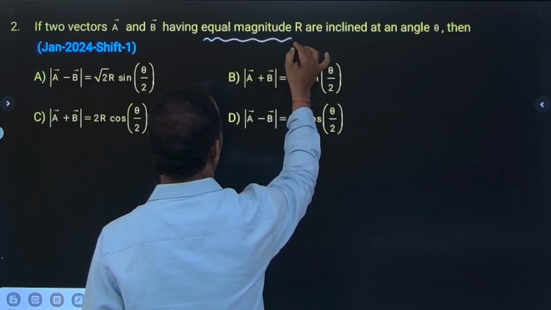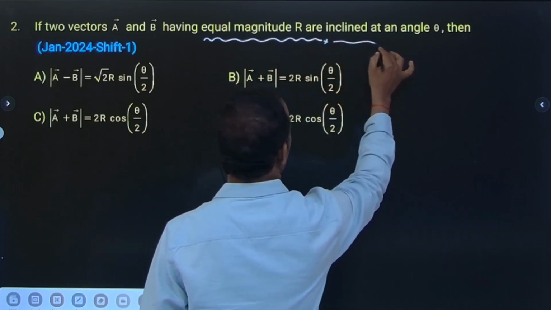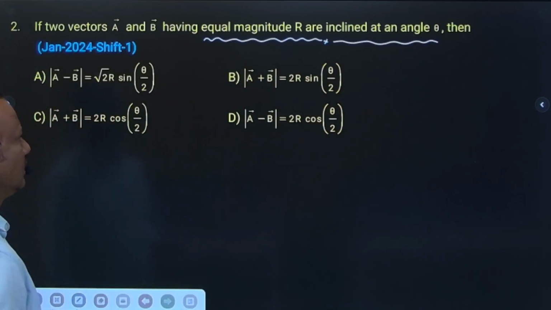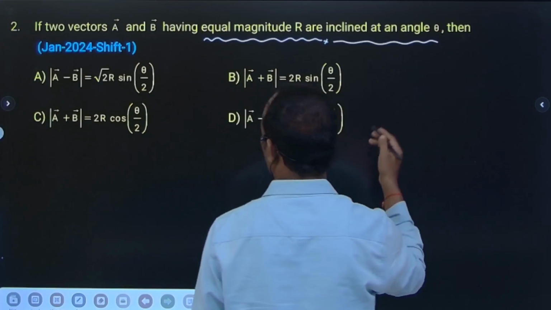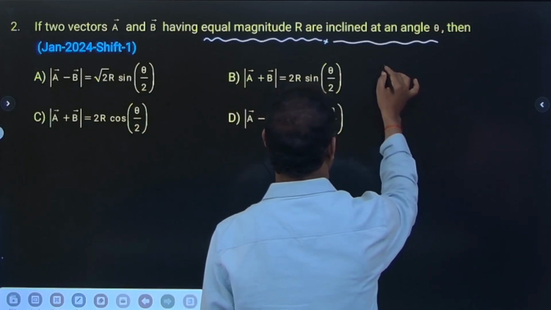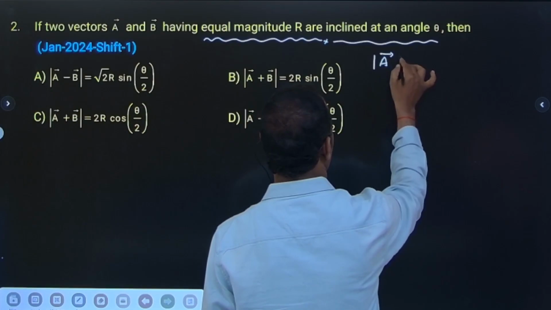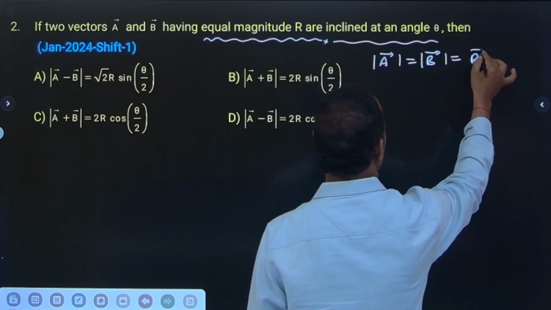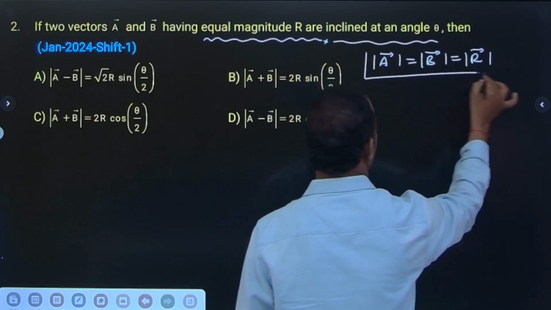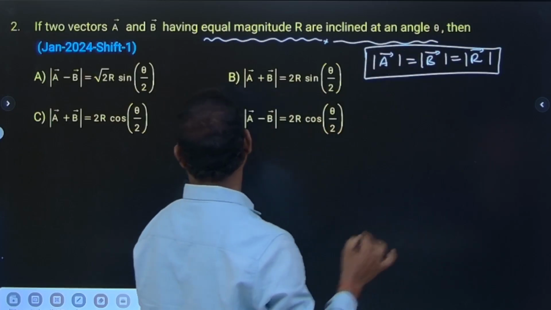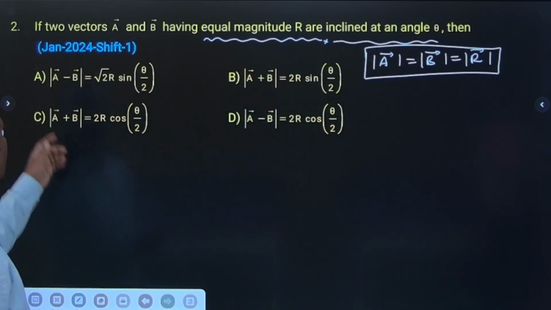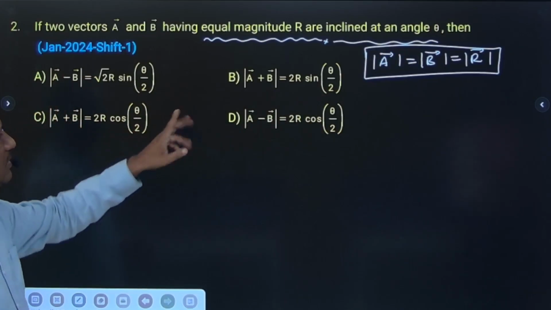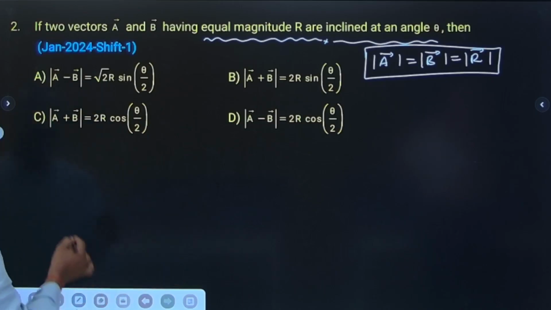Next question: two vectors of equal magnitude are inclined at an angle theta. Which of the following is correct? For example, I'm taking magnitude of a bar equal to magnitude of b bar equal to r. This is given. Now we can check the possibilities for magnitude of a bar minus b bar and magnitude of a bar plus b bar.